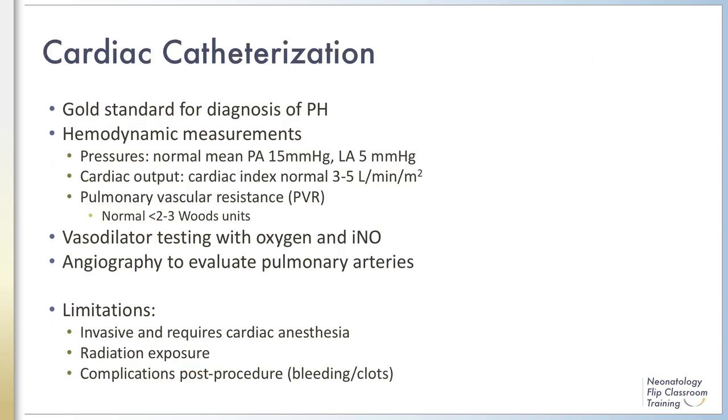To date, cardiac catheterization is still considered the gold standard for the diagnosis of pulmonary hypertension. It can provide pulmonary vascular hemodynamic measurements and direct visualization of pulmonary vasculature narrowing, dilation, or pruning. In addition, vasodilator responses can also be assessed by applying oxygen and inhaled nitric oxide during the procedure.